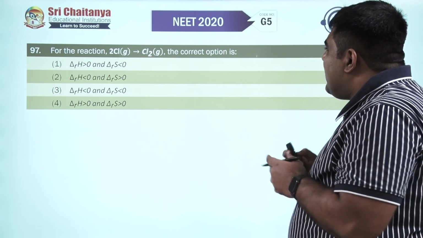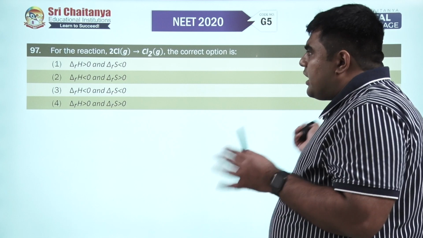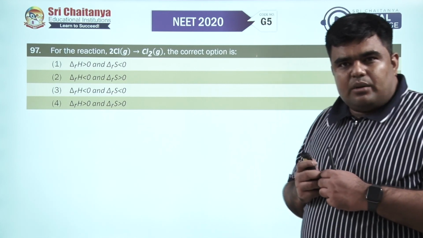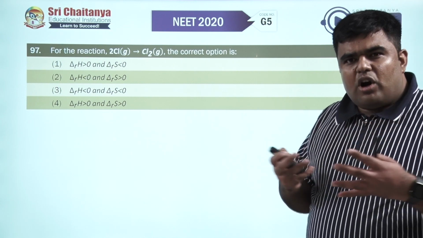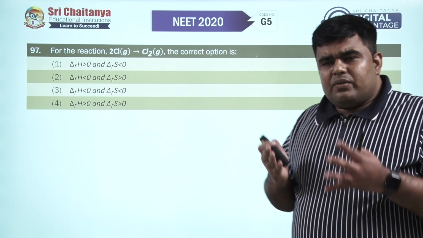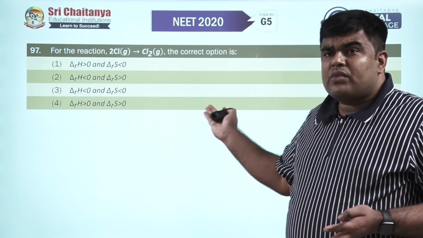For the reaction 2Cl gas giving Cl2 gas, the correct option is, now two chlorine atoms are combining together to give us a chlorine molecule. There is bond formation and the number of particles is getting reduced to 2.